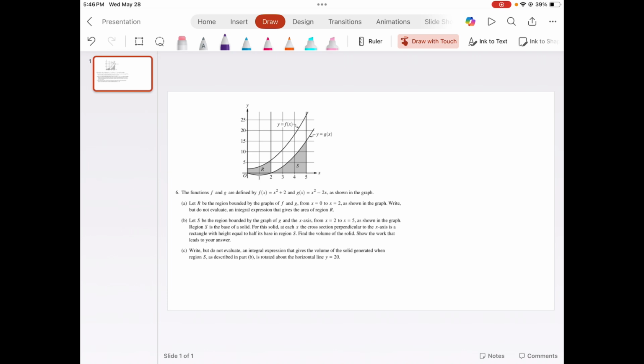So first for part A, it says let R be the region bounded by the graphs F and G from 0 to 2. As shown in the graph, write but do not evaluate an integral expression that gives the area of the region R. So for the area between two curves, we're going to do the upper bound curve, which will be this curve right here, which is y equals f of x. And then we're going to subtract the lower bound curve, which is y equals g of x, and we're going to integrate from 0 to 2.